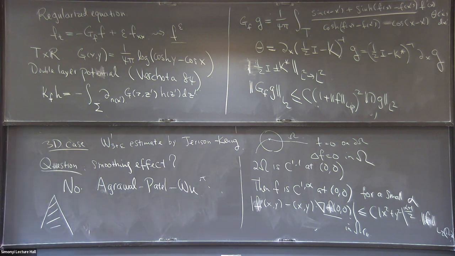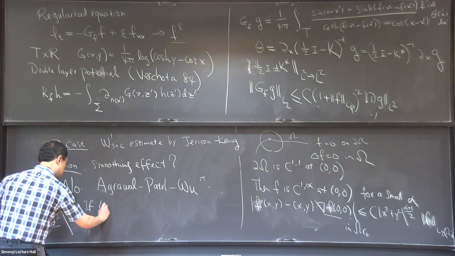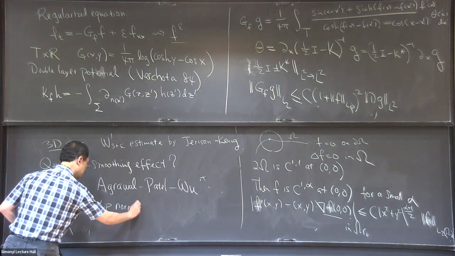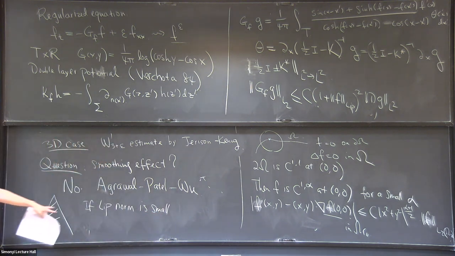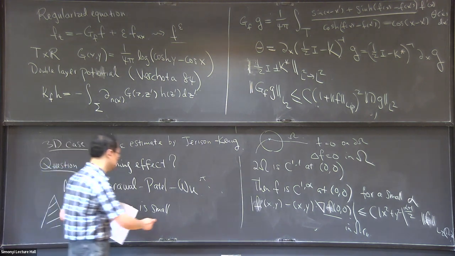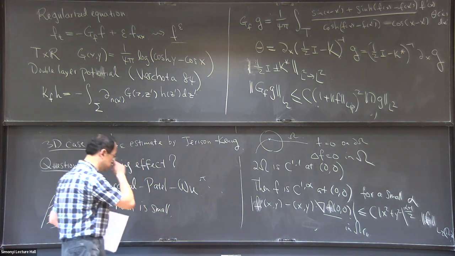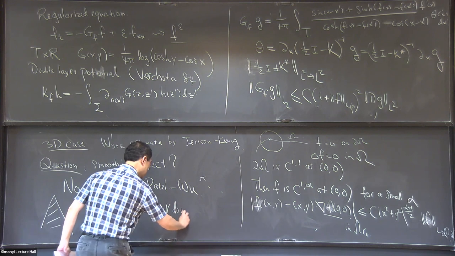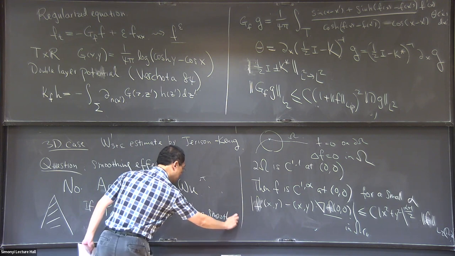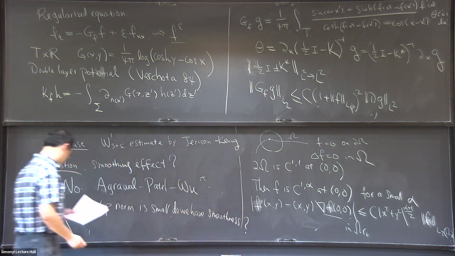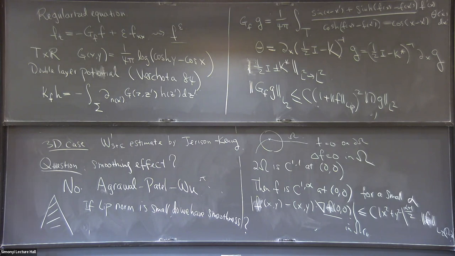So a natural question is what happens if this is not acute, say if the Lipschitz norm is very small. Initially the Lipschitz norm is small, do we have the smoothness of solutions? Do we have immediate regularity of solutions? All right, so that's all I want to talk about.